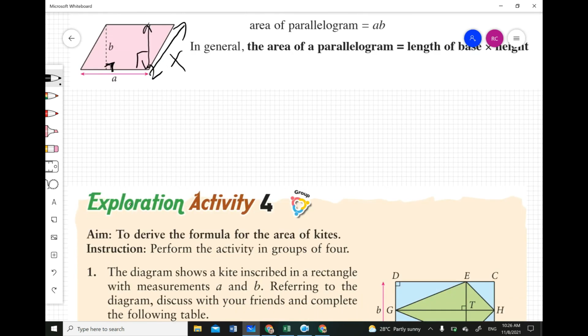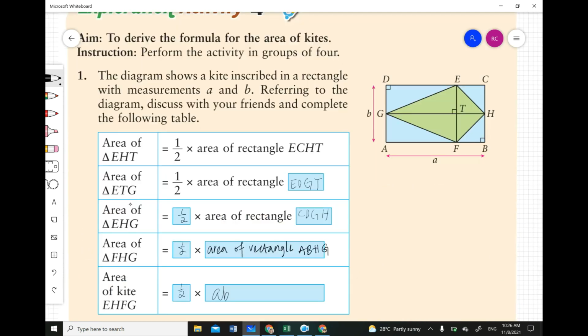We move on to kite. Kite is more or less the same thing. I'm going to simplify fast about kite over here. If you look at your book, you have to fill in a lot of things, but I don't want you to be confused with all of this fill in. You can fill in yourself, you try it out yourself.